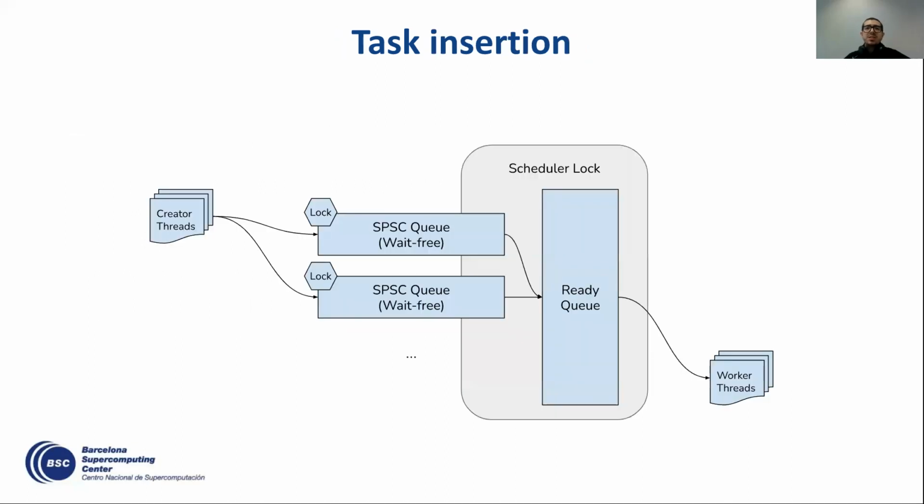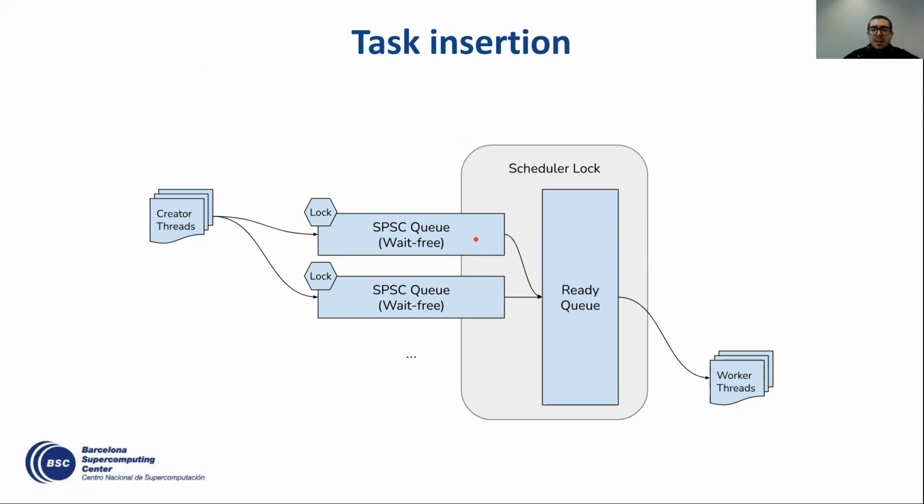First, on task insertion, instead of grabbing the lock to insert tasks to the ready queue, we use single producer, single consumer queues. We have multiple queues from one per NUMA node to one per thread if we need it. And creator threads use the producer side with a local lock that synchronizes only producers and insert tasks onto those single producer, single consumer queues. The consumer side is protected by the scheduler lock. And the thread that enters to request work to the scheduler will first empty the queues into the ready queue and then grab a task.